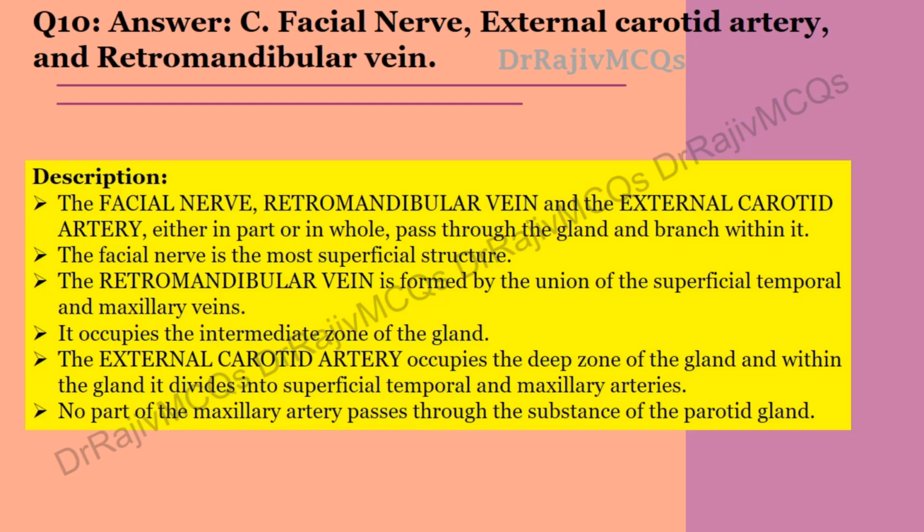Now we shall talk briefly about other options. The retromandibular vein is formed by the union of the superficial temporal vein and maxillary vein. It occupies the intermediate zone of the gland. The external carotid artery occupies the deep zone of the gland, and within the gland it divides into superficial temporal and maxillary arteries.